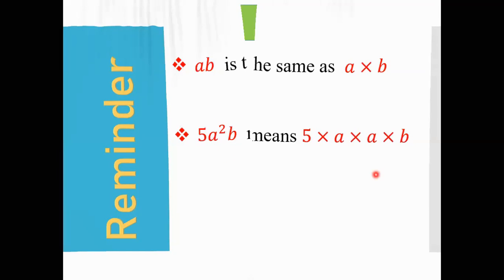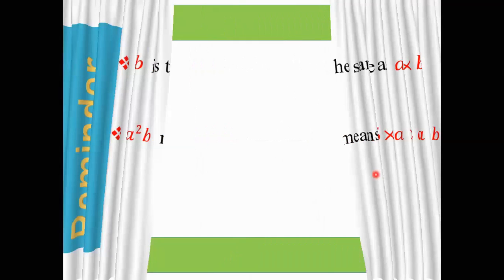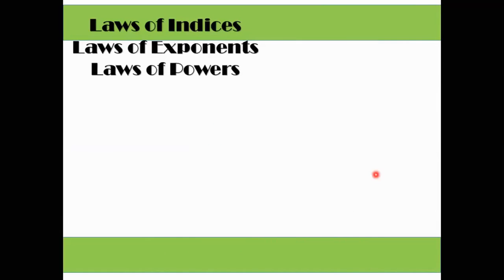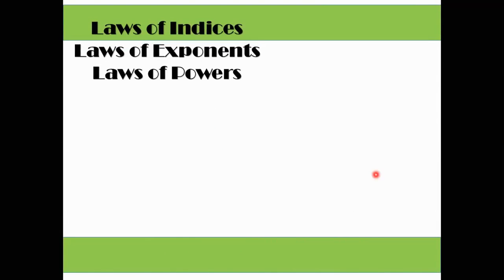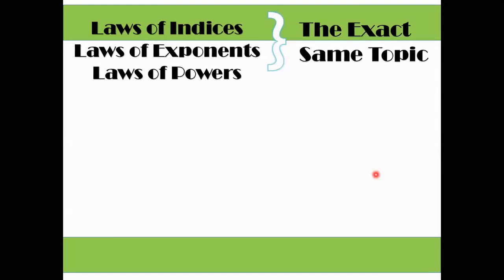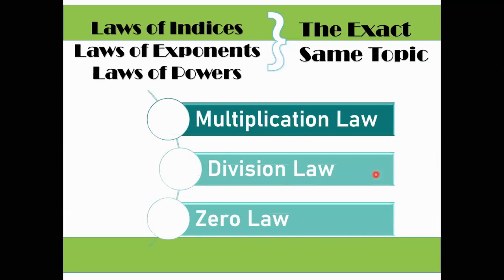So let's continue. So now moving on to the laws of indices. If you see either one of these topics, laws of indices, laws of exponents, laws of powers, they all mean the exact same thing. So if you see laws of indices, but then you need to write laws of powers on the board, it's still the same thing. And these are the 3 laws of indices that we will be looking at today, as stated in the objectives.